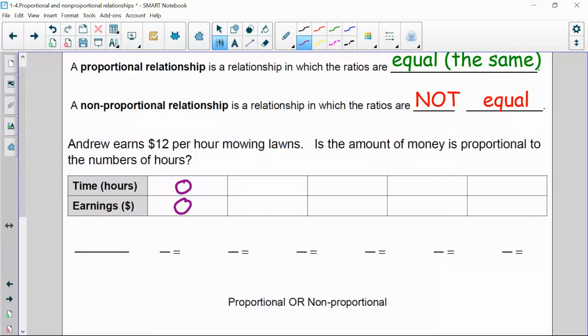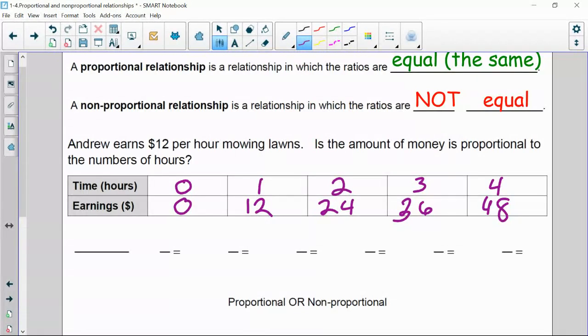Let's say he works 1 hour. So how much is he going to get made? That's $12. Say he mows for 2 hours. Well, he's going to make 24. 3 hours, add another 12, you're going to get 36. 4 hours, and he's going to make $48.